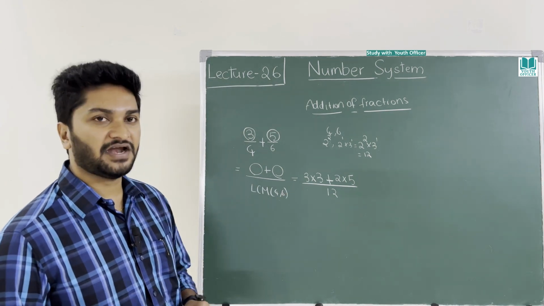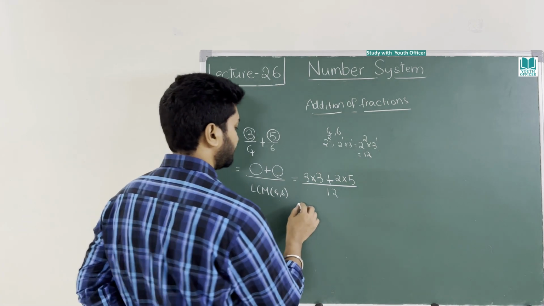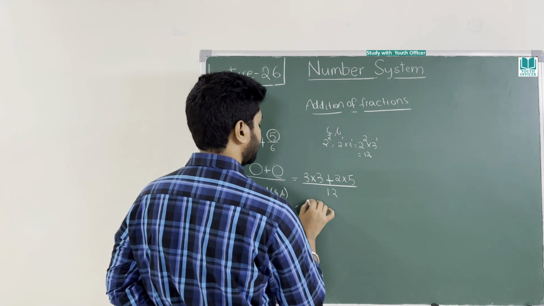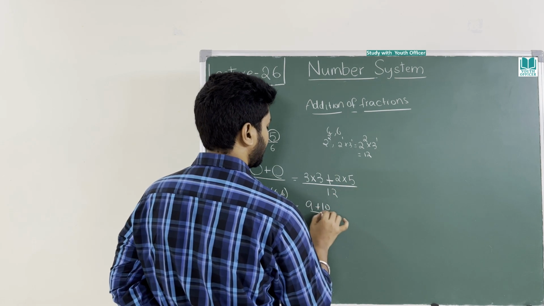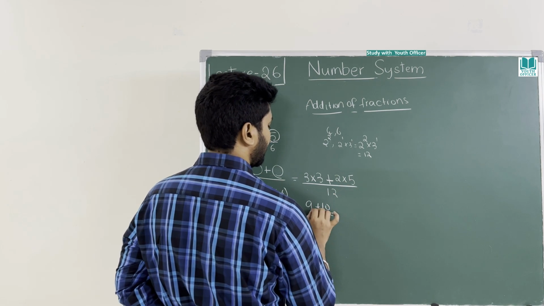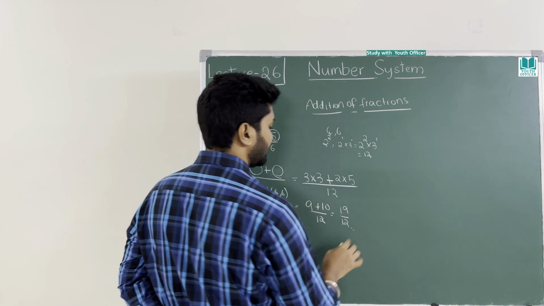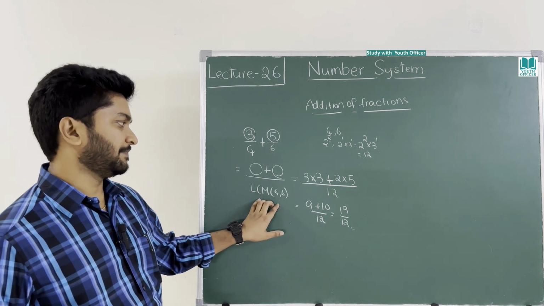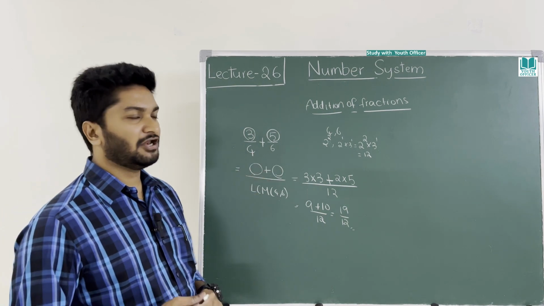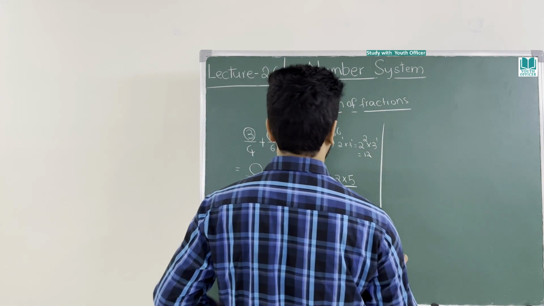This is the format of adding fractions. Same process. 3 3s are 9 plus 2 5s are 10, by 12. 9 plus 10 is 19 by 12. This is the answer, right? Now, why did we take LCM? Why can't we multiply the denominators? Can I show you?